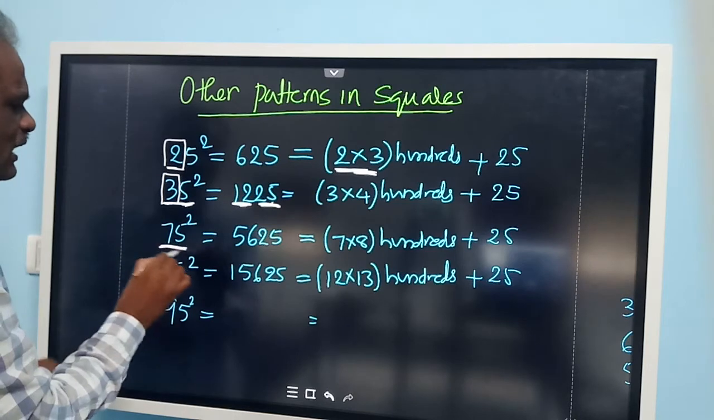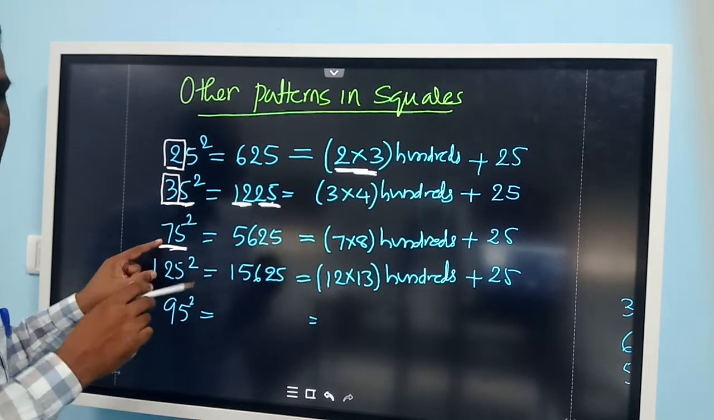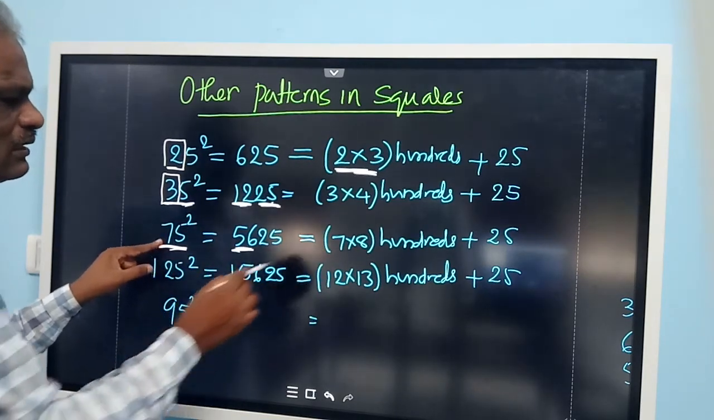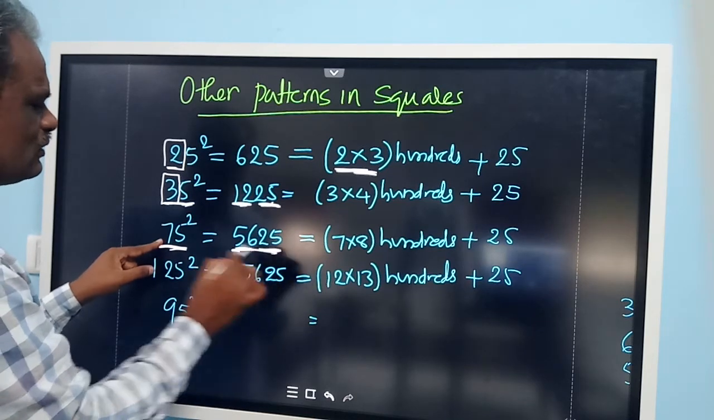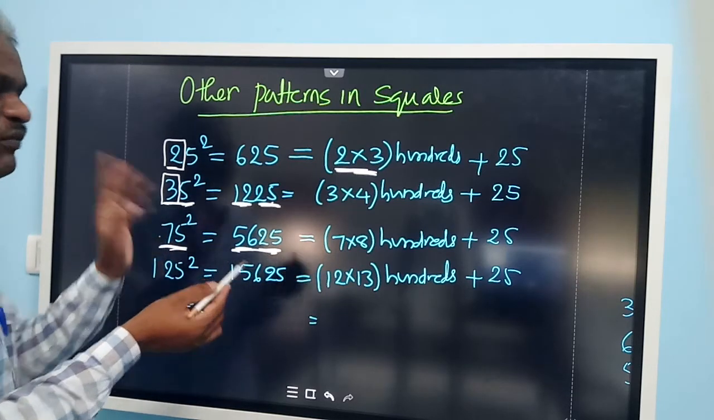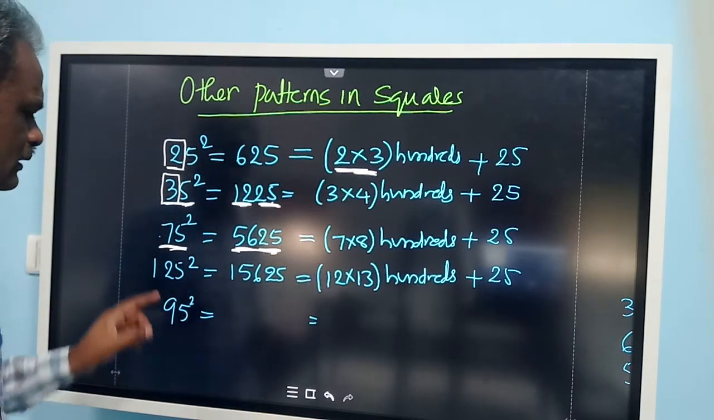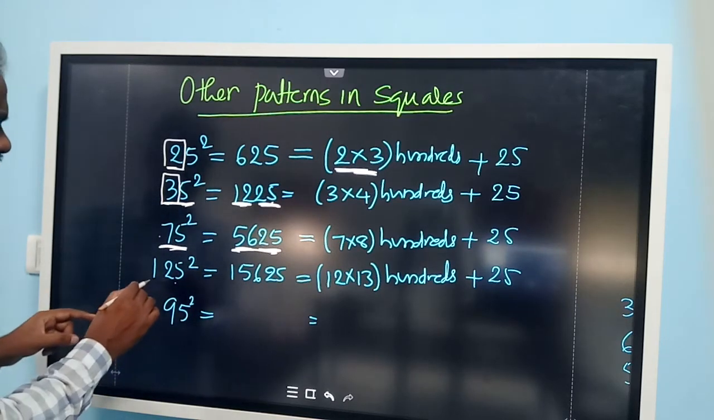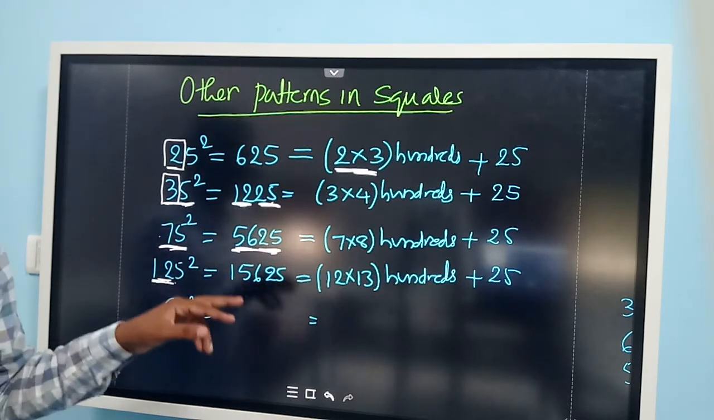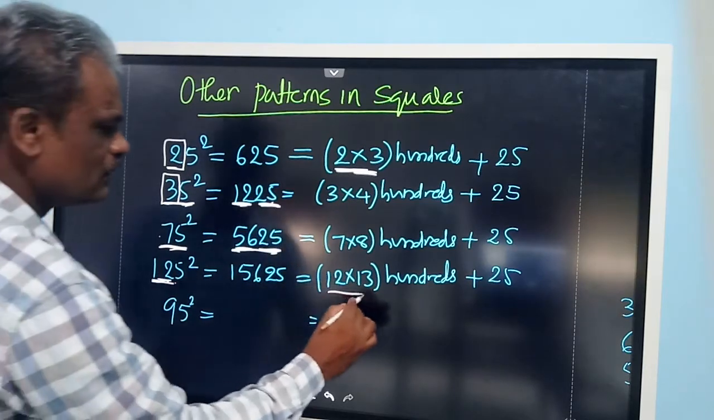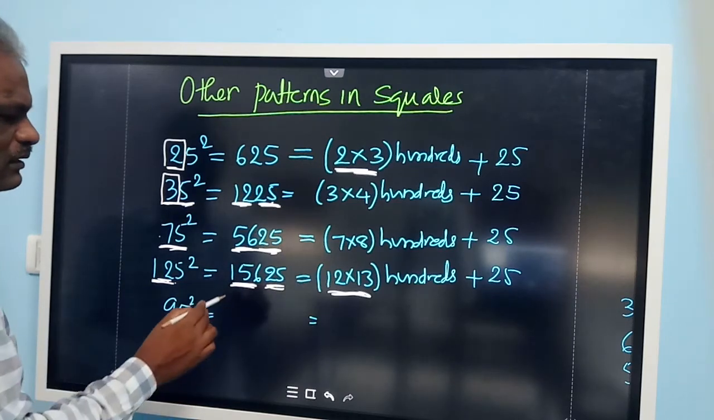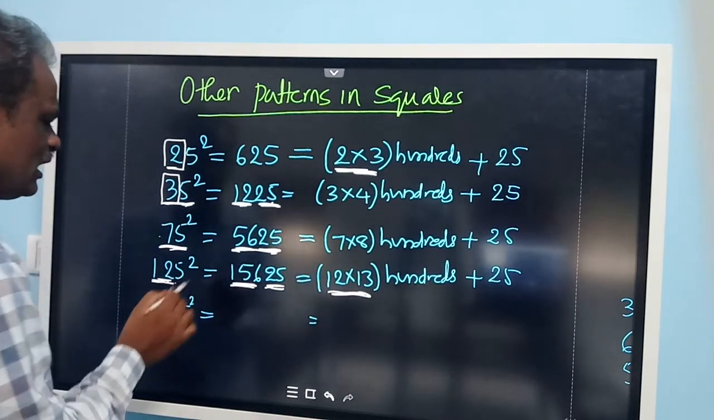Now 75 square. 7 is the tens place digit. One more than that is 8. 7 8s are 56. Then 5 square 25. So 75 square is nothing but 5625. Just multiply 7 into 8 and write 5 square, and you will get that answer. Now 125 square. Here take the first 2 digits, 12. The next number is 13. 12 into 13 gives you 156. Then 5 square 25. So 15,625 is the square of 125.